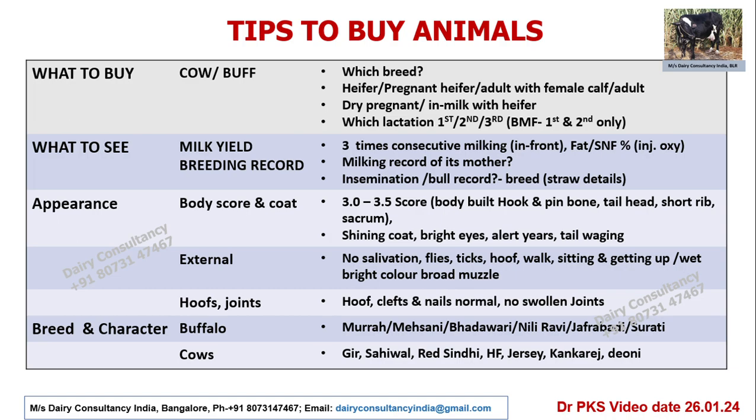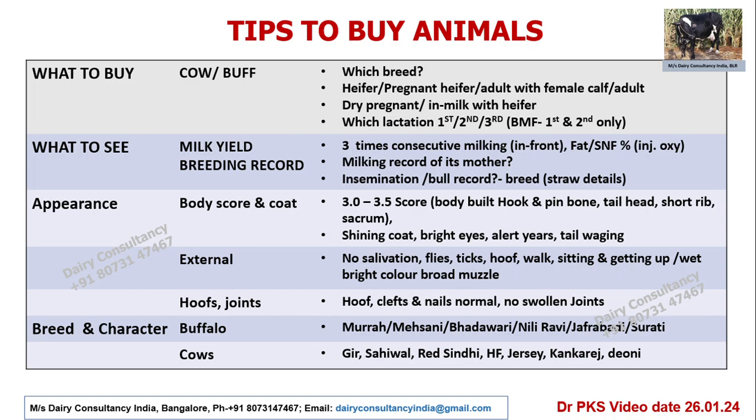Now go to what to see in the animal. What is to be seen is 3 consecutive milkings: morning, evening and the next day morning. Fat and SNF have to be examined. It has to be seen whether the animal is milking after being given an injection of oxytocin or not. Milking record of its mother, if it is possible, you have to see whether the seller has that. Insemination and bull record, and the empty straw details if they have them. Empty straw details and straw marking we have already discussed in video part 1.